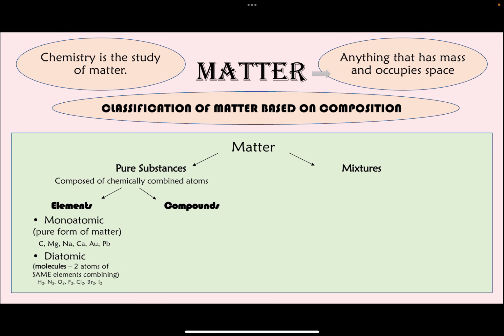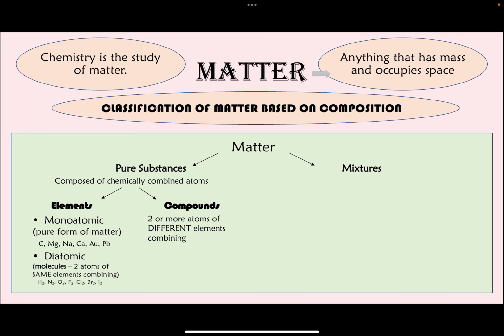If we have atoms of different elements combined with each other, then those types of pure substances are called compounds. These atoms are chemically combined to each other, meaning they are bonded to each other. If we want to separate them, we're going to have to break the bonds, and that normally happens as a result of a chemical reaction.